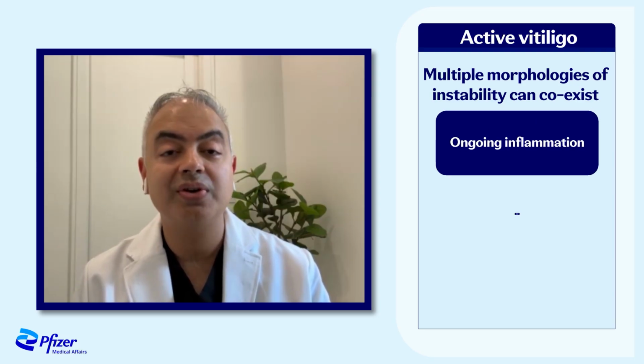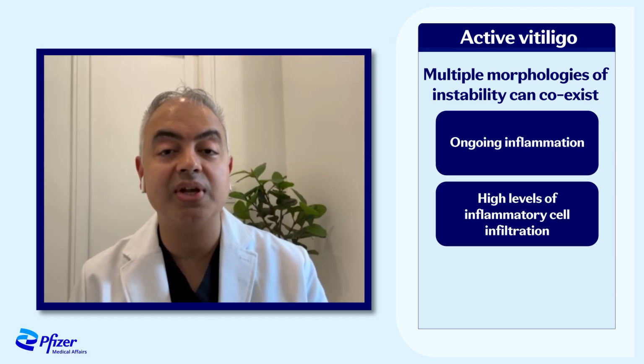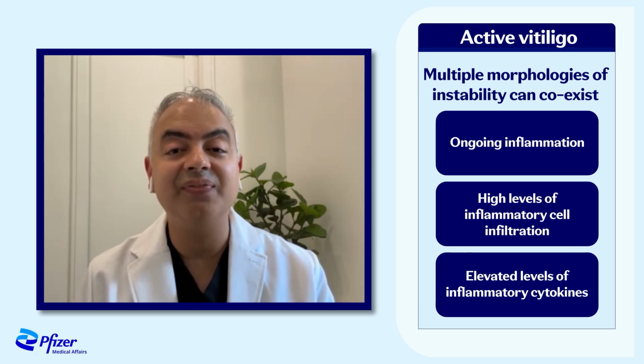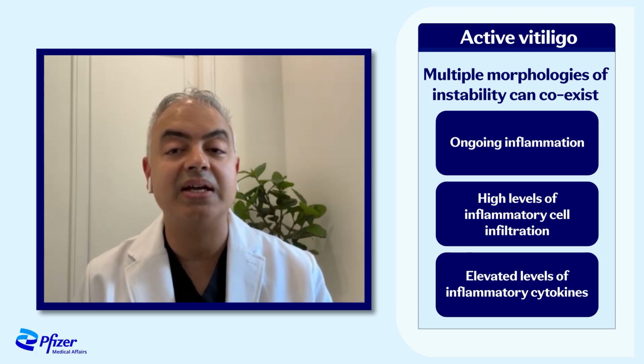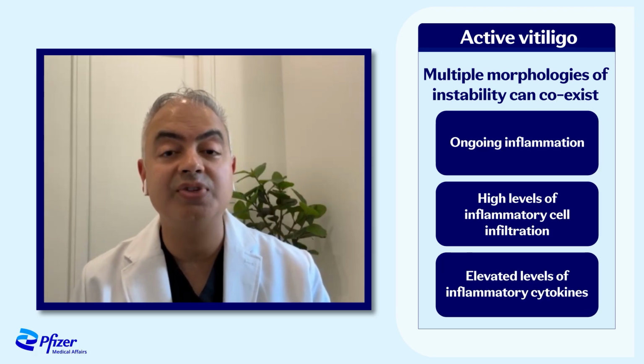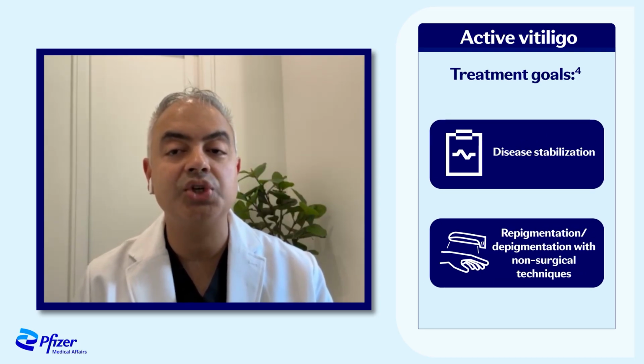Ongoing inflammation, high levels of inflammatory cell infiltration, and elevated levels of inflammatory cytokines are observed at the edge of depigmented areas. Because of its progressive nature, treatment goals for active vitiligo focus on stabilizing the disease, followed by repigmentation or depigmentation with non-surgical techniques.